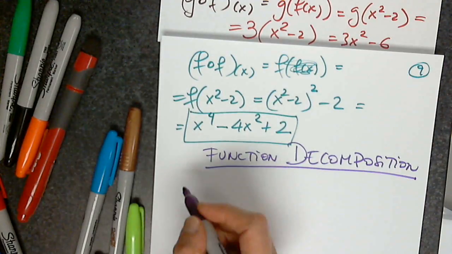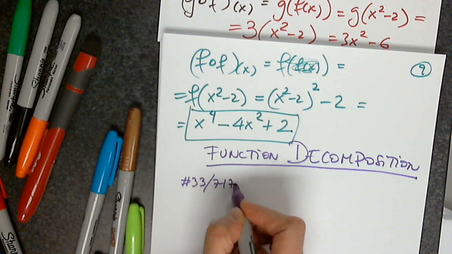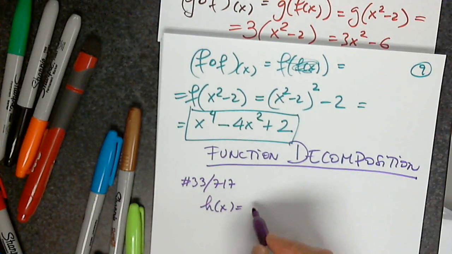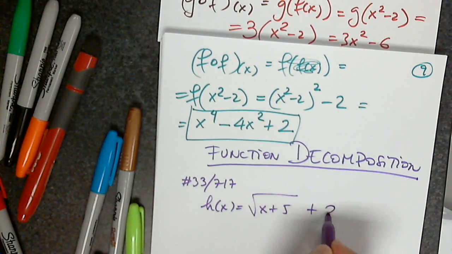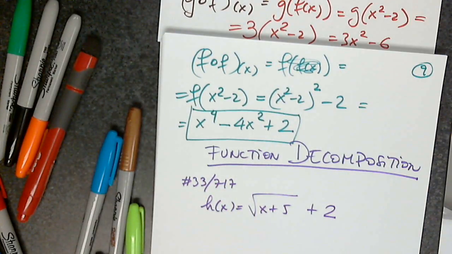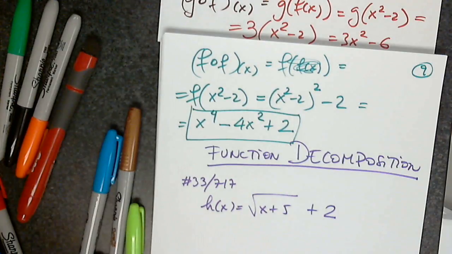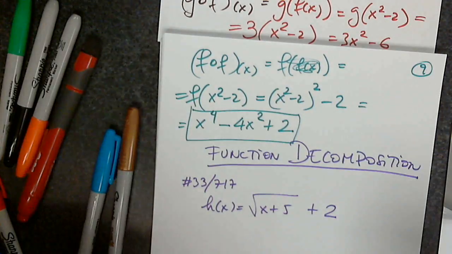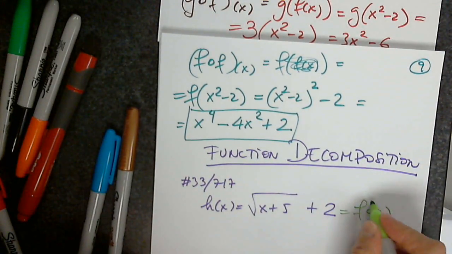So I'm copying 33 on 717. h of x equals the square root of x plus 5, plus 2. For function decomposition, there is more than one correct answer. You can come up with two functions whose composition is this, and I can come up with totally different functions whose composition is this. So there is more than one correct answer. So I'm looking at this function, and I'm asked, find f and g such that this function will be f comp g of x.